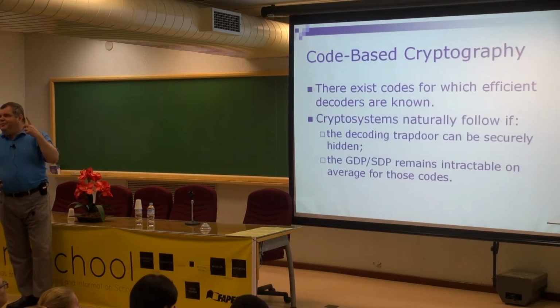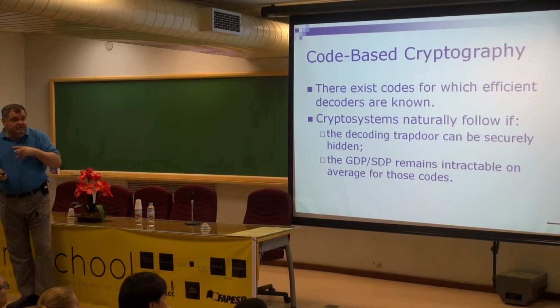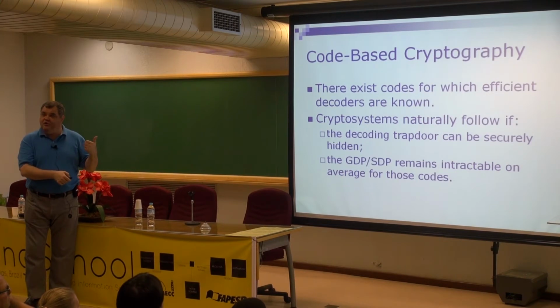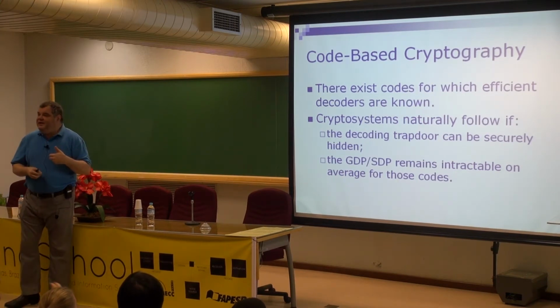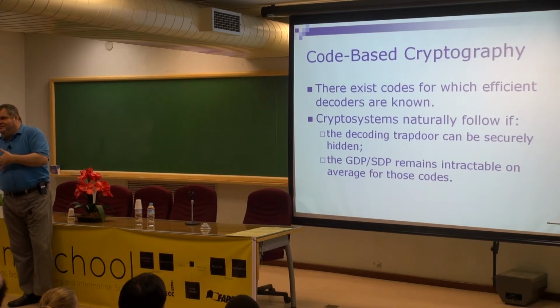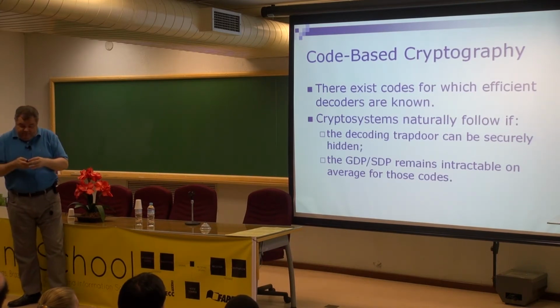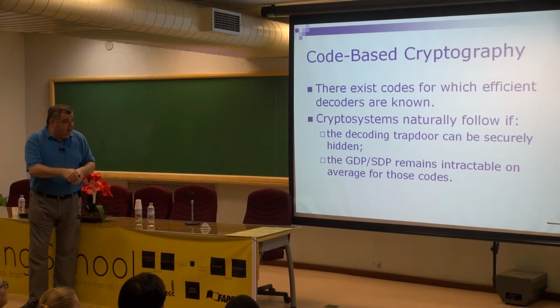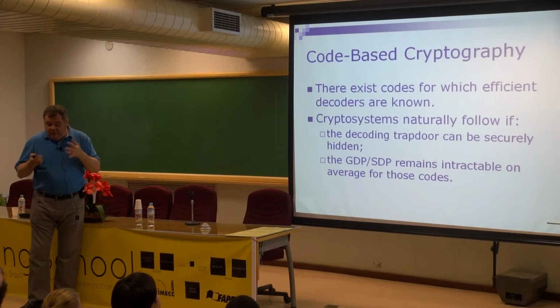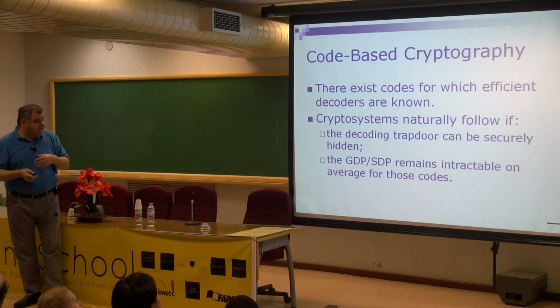Crypto systems can be built upon those codes if two conditions are met. The first one is that the efficient decoding trapdoor, the efficient decoder, can be securely hidden. If the trapdoor is not hidden, then it's not a private decoder anymore. It becomes public. So the trapdoor has to be hidden in some secure way, so that only an authorized user can use it.